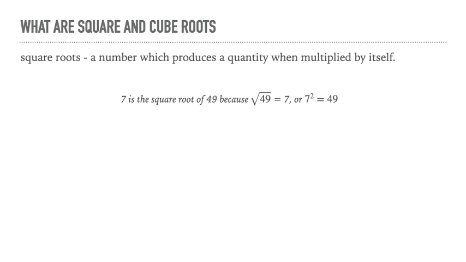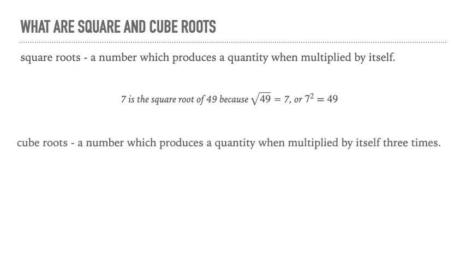7 is the square root of 49, or you could also say the square root of 49 equals 7, because 7 squared equals 49. In this case, the number which produces a quantity when multiplied by itself would be 7 times 7, and the quantity that we're trying to find the square root of is 49.